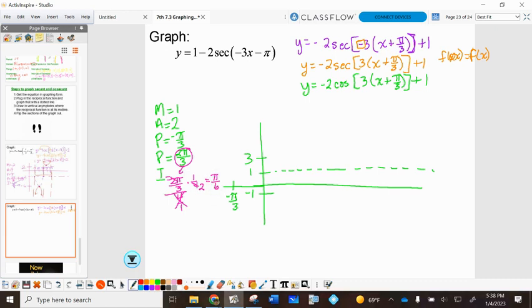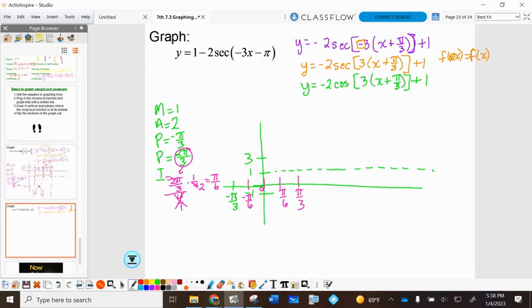So starting at negative pi over 3, counting by pi over 6. So my common denominator is going to be a denominator of 6. So negative pi over 3 is negative 2 pi over 6. So then it'll be negative 1 pi over 6. Then it'll be 0. Then it'll be pi over 6. And then it'll be 2 pi over 6, which simplifies to pi over 3. Remember, from our phase shift, our starting point, we're going 1, 2, 3, 4 equally spaced points.